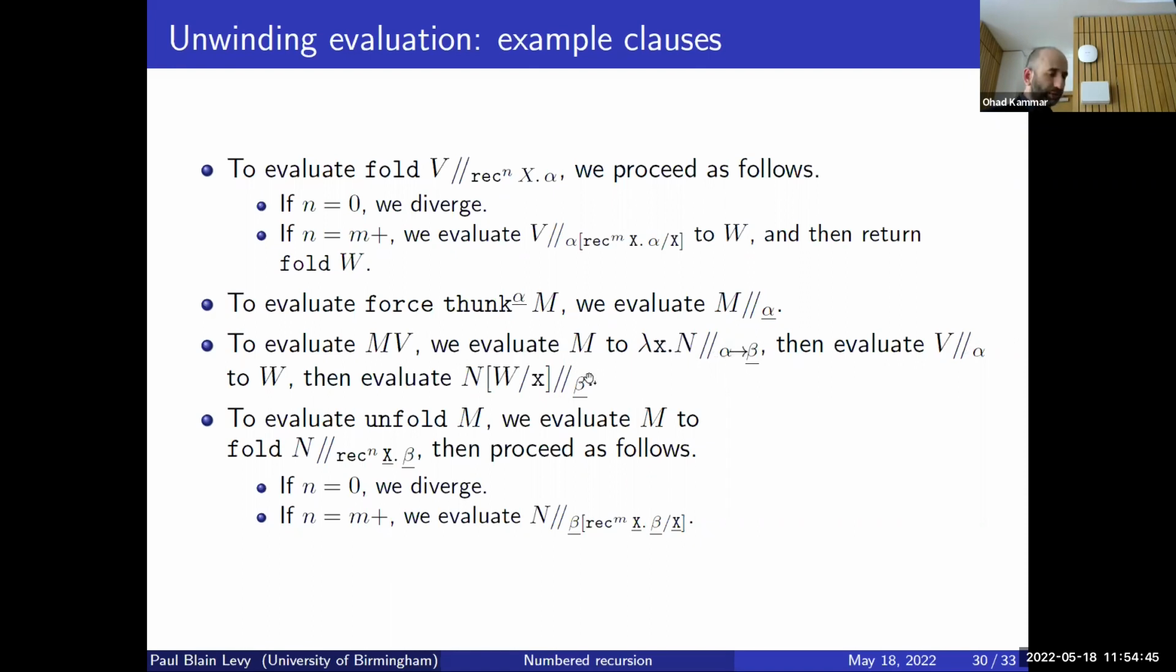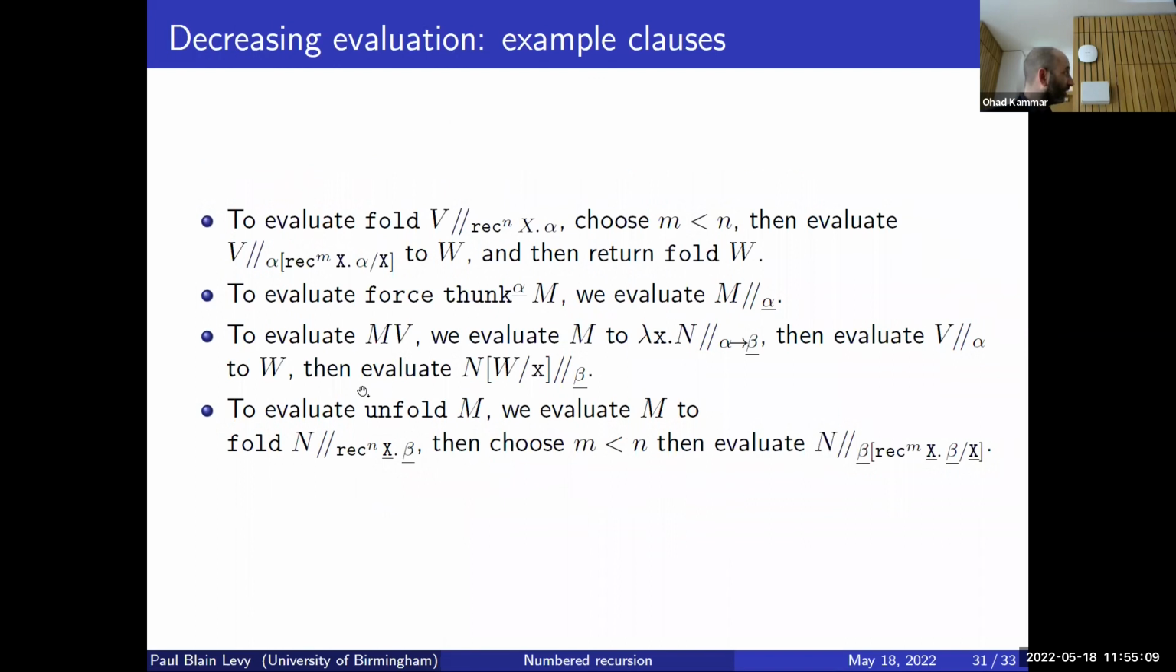Once you know the form of the rules, they're the only reasonable thing we could have. For an unfold, so this is for recursive computation types, we first of all evaluate m to a fold. That's going to give us a number, and then we do something different depending on whether the number is 0 or a successor. So these are example clauses from the unwinding interpreter.